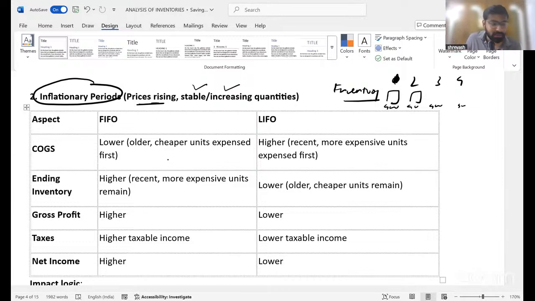Right now, only understand two things. A very important assumption to understand this concept. What is that assumption? The first assumption is that the prices are rising, and the other assumption is that your quantities are either stable or increasing. Please, please, please, remember this well. Very important.